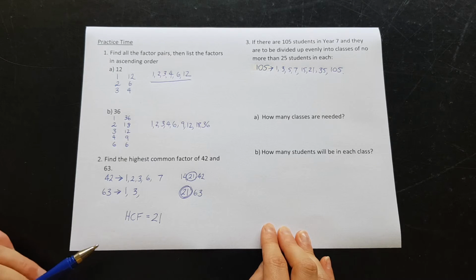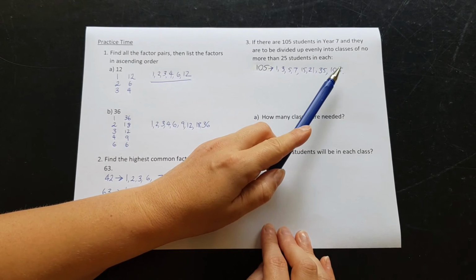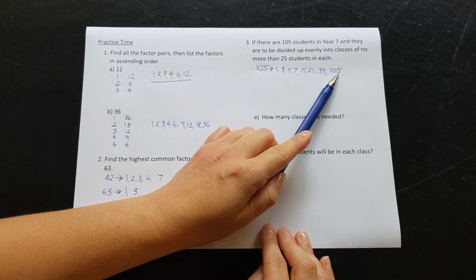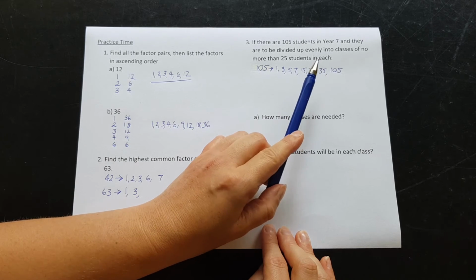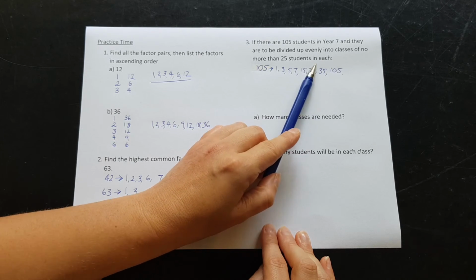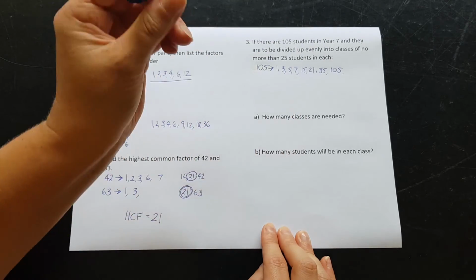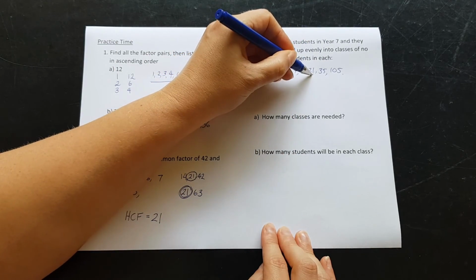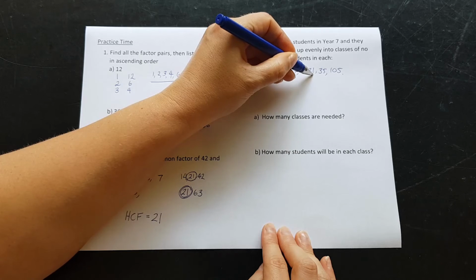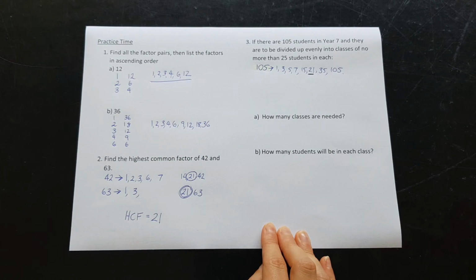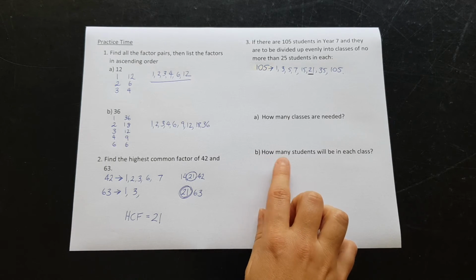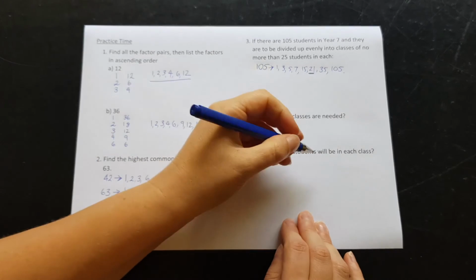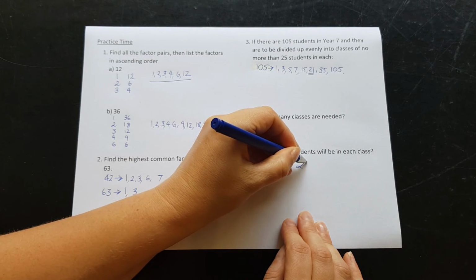Okay, so if that's the factors of 105, we need to divide up these kids into classes of no more than 25 students. So we can't have 105 kids in one class. We can't have 35 kids in the class. But the next biggest number is 21. Okay, so if there are 21 kids in the class, that would evenly divide our students up, which is actually the answer to part B down here. How many students will be in each class? The answer is going to be 21.